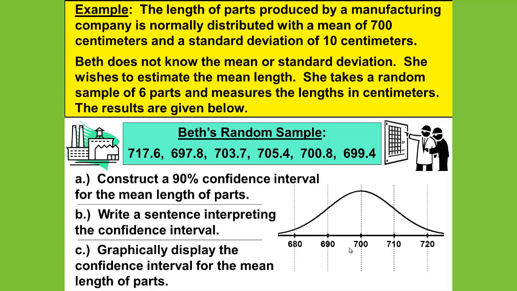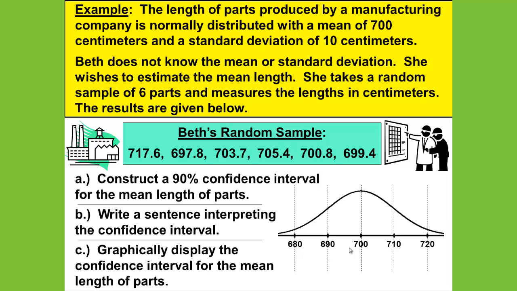The length of parts produced by a manufacturing company is normally distributed with a mean of 700 centimeters and a standard deviation of 10 centimeters. And even though that's a fact, it's not a known fact. It's kind of hidden there, but nobody knows it. And Miss Borlaug picked my name. Oh, aren't I flattered? Beth does not know the mean or the standard deviation. She wishes to estimate the mean length.